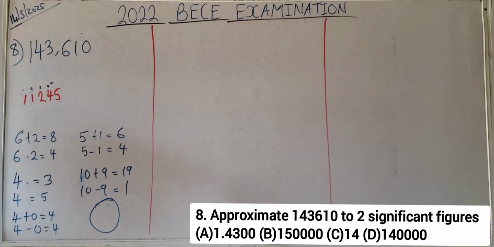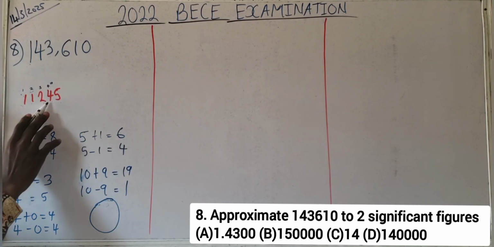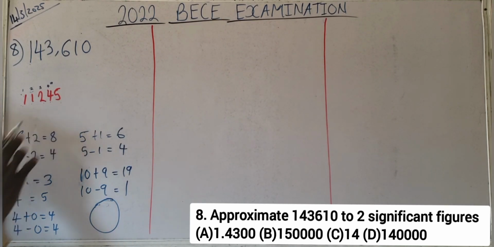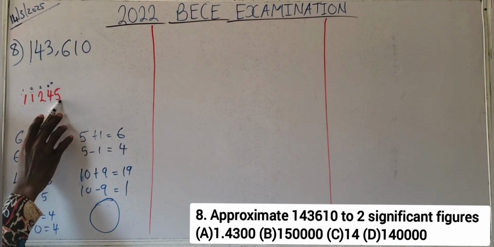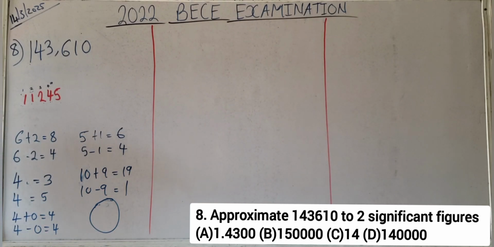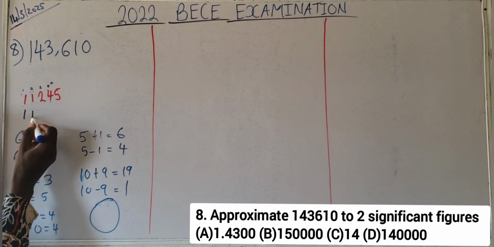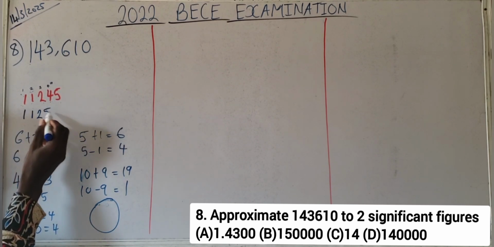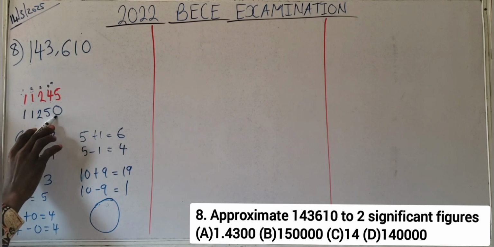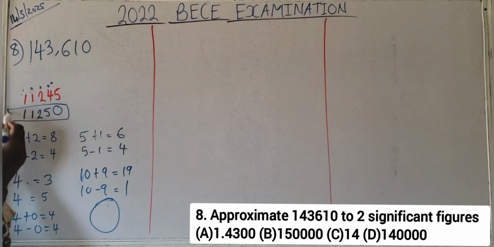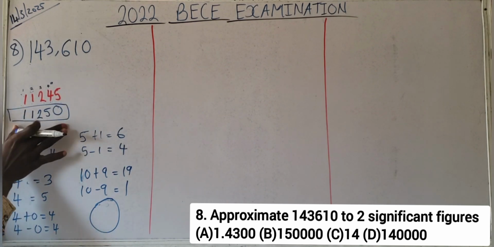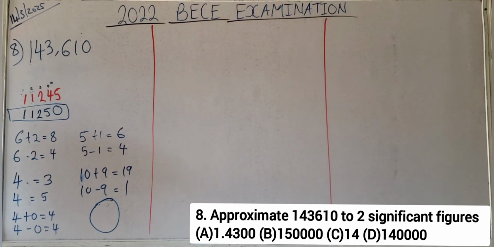So, the number behind the fourth number, if it is up to 5, you approximate it and add it to the fourth number. The fourth number here is 4. You understand? So, if you approximate 5, because 5 is up to 5, you are going to have 1. You are going to add this 1 to this 4. So, you are going to have 1, 1, 2, 5. That's 0. And this 5 is going to take a 0. By so doing, you have already approximated this number to 4 significant figures. You understand what I'm trying to say?